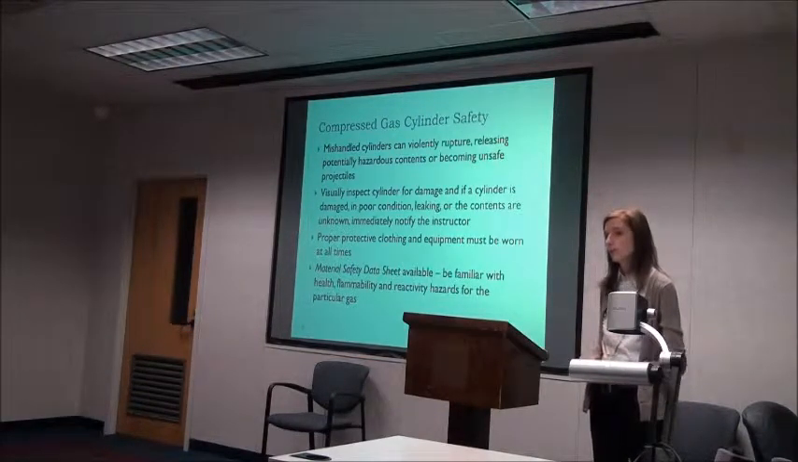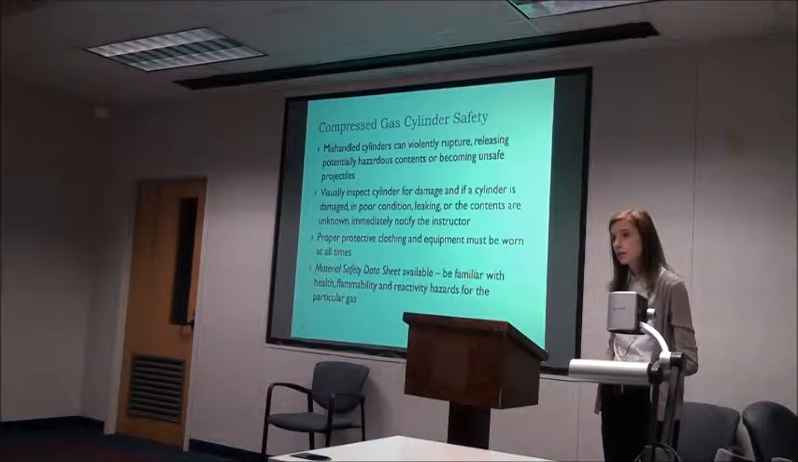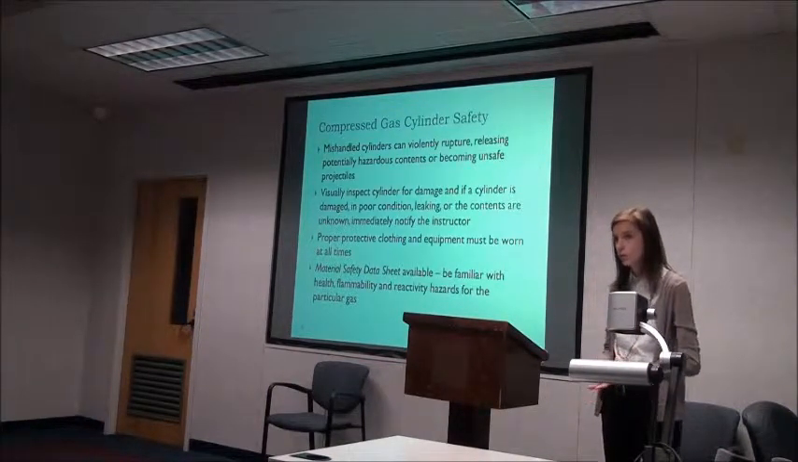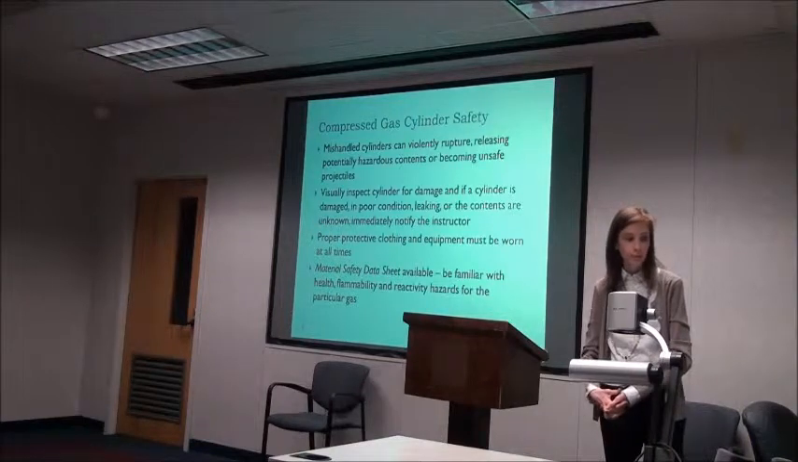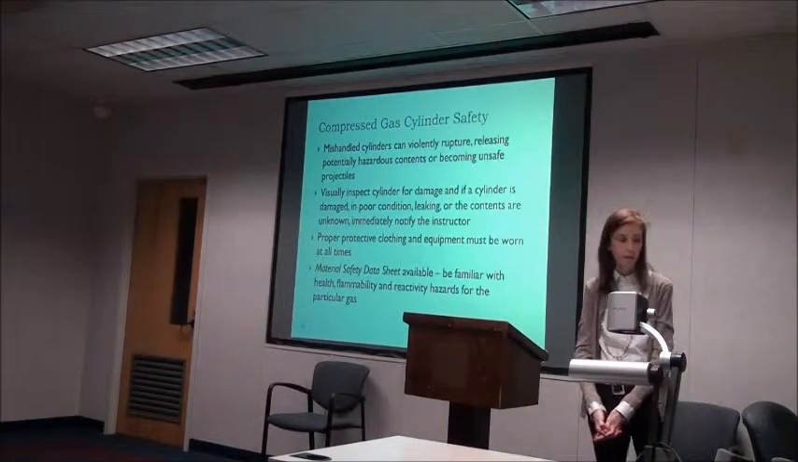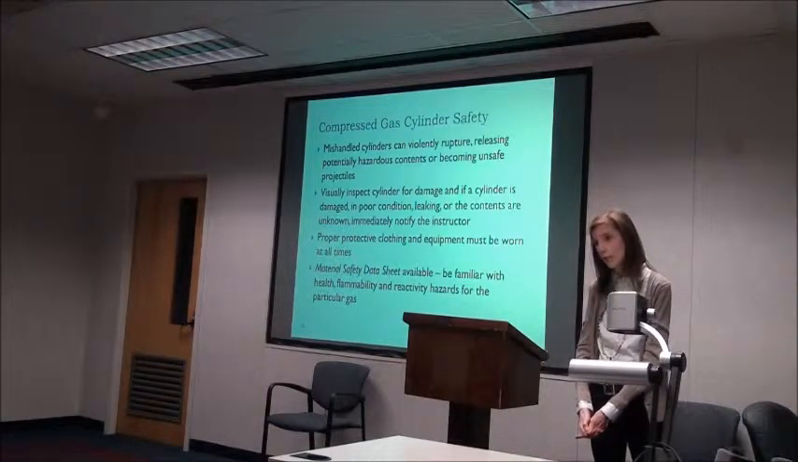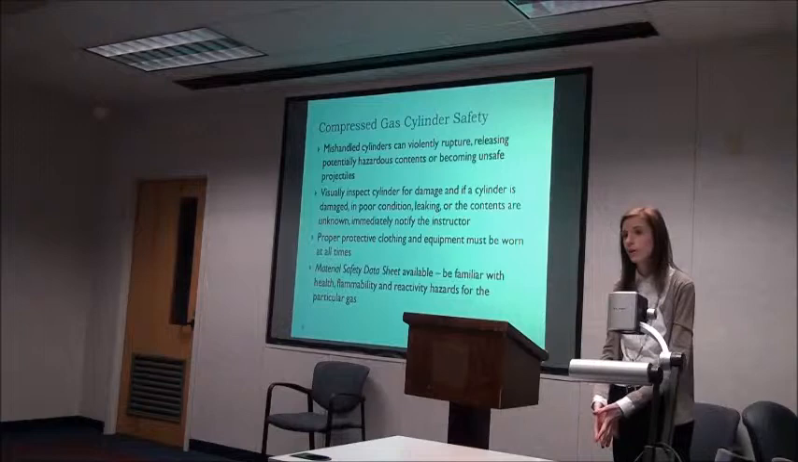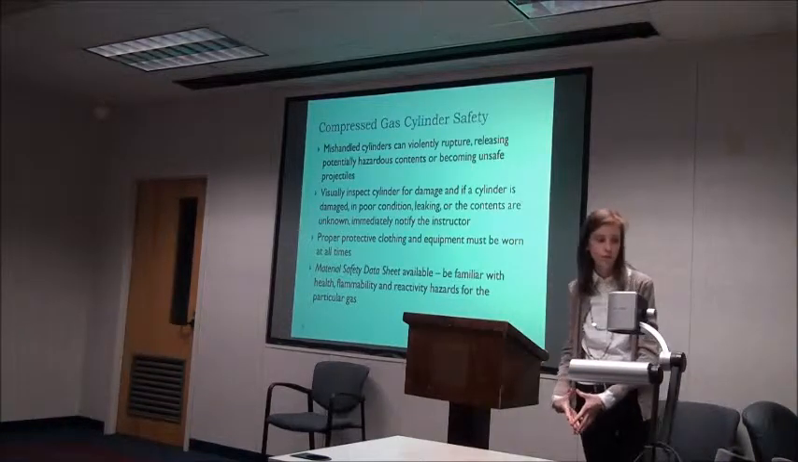Use the proper protective equipment when working with the cylinder, such as goggles, and depending on what's contained in the cylinder, possibly a lab coat, and have your hair tied back for longer hair. And always have the MSDS, or the material safety data sheet, available for the gases that you're working with, and be familiar with the health, flammability, and reactivity hazards of those gases.